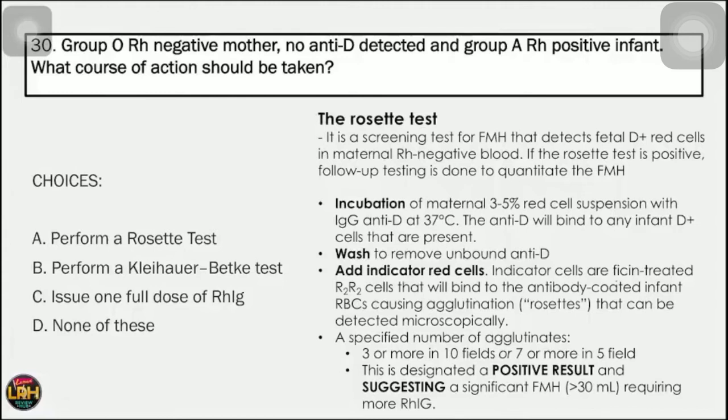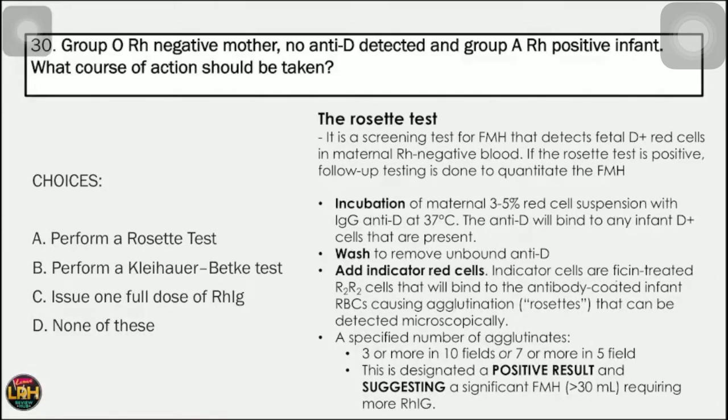So to determine whether there is a fetal maternal hemorrhage, approximately an hour after the delivery, a maternal sample must be tested for FMH or fetal maternal hemorrhage. This should be done regardless of the presence of detectable passive anti-D in the maternal serum. And for us to screen for the presence of FMH, we can use the Rosette test.